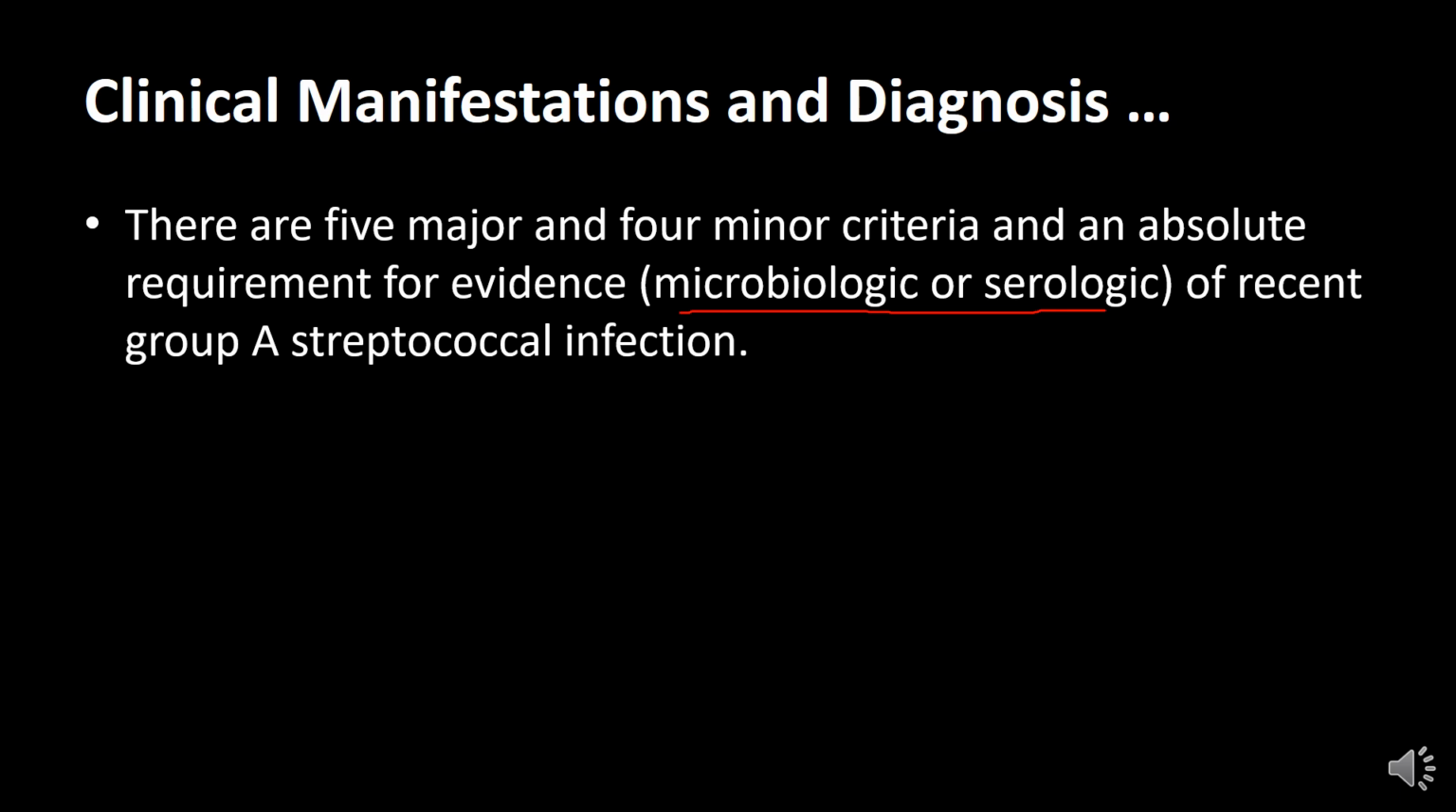That means either the organism is cultured from specimens obtained from the throat, and you're able to culture the organism, or you're able to demonstrate antibody titers against the streptococcal bacteria. So 5 major criteria, 4 minor criteria, and we shall see how the two relate with one another. In either case, there has to be an absolute evidence of recent group A streptococcal infection. And like we said, it can either be by demonstrating the presence of the microorganism or demonstrating antibodies against it.